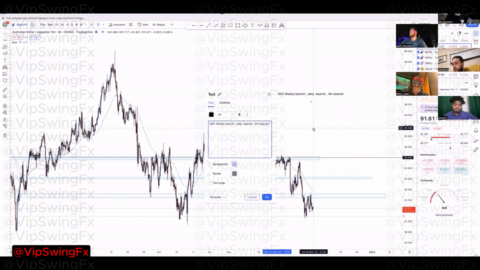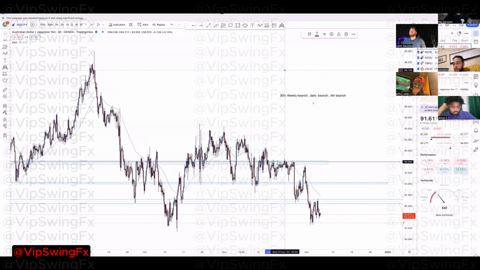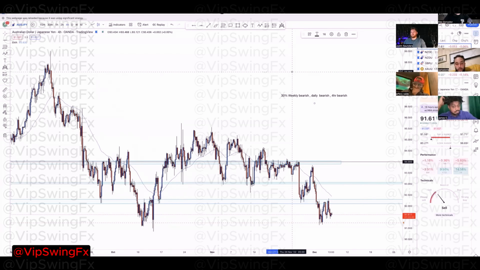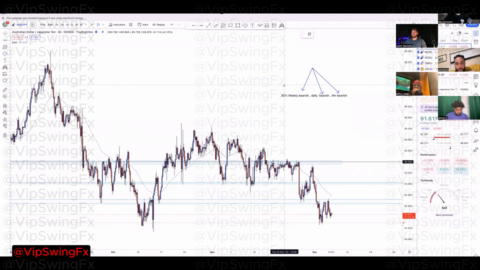All right, perfect. So this is where we would categorize this trade as a 30%, meaning as of right now, since we have the weekly bearish, the daily bearish, and the 4-hour bearish, this is now 30% towards your trade, which is pretty good to start because you already have a base.